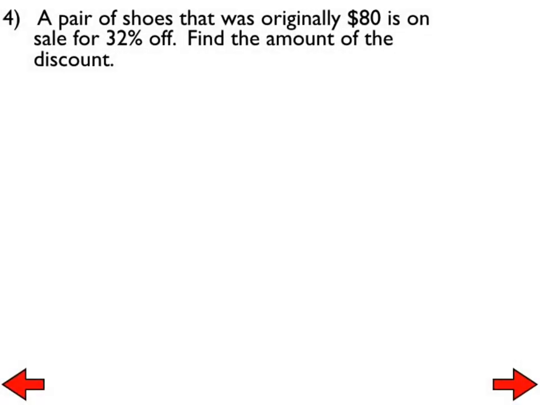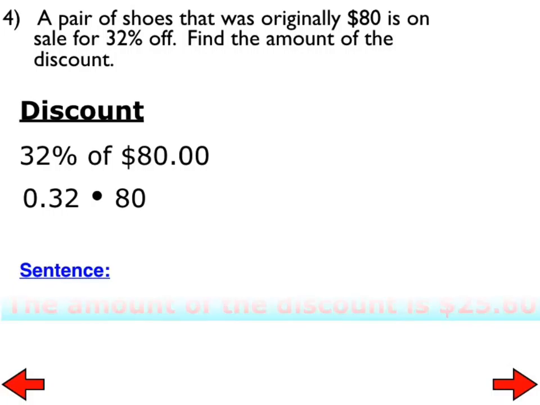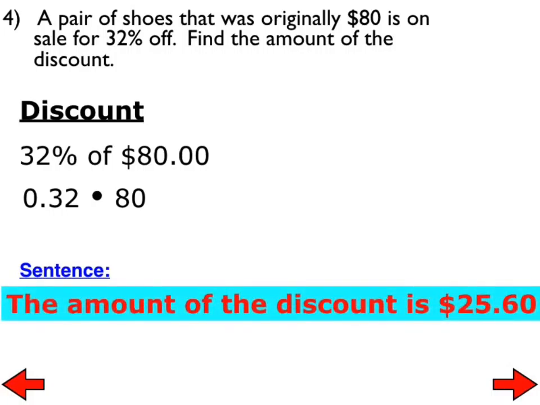A pair of shoes that was originally $80 is on sale for 32% off. So it's the same setup as before, but now this is how much money you're saving. How much is this discount? So we multiply 32% and 80, so that's 0.32 times 80. You get a discount of $25.60. Everyone got that one right. Excellent. Turn your notes over.